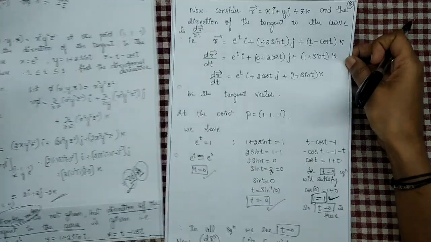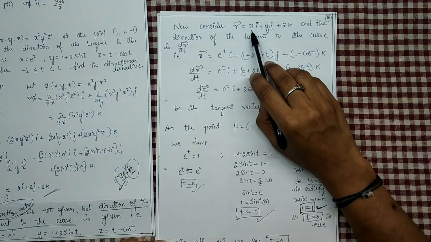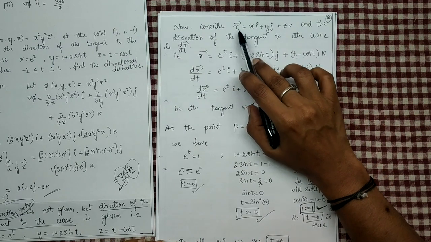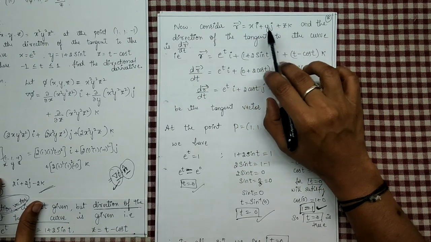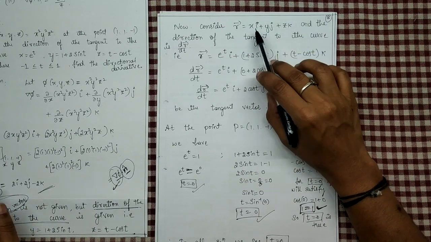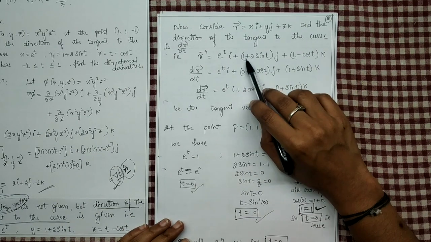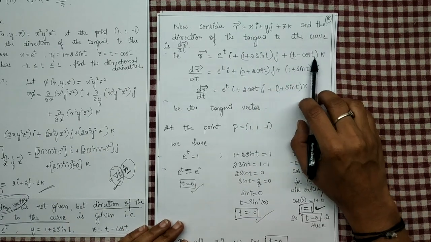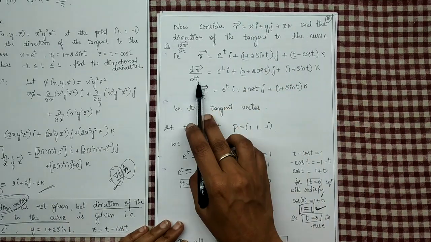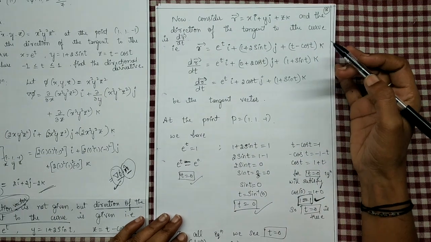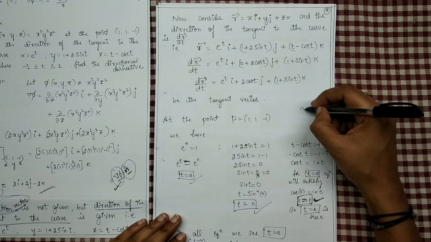To find the direction vector, let us consider vector r is equal to xi plus yj plus zk. In general, I have taken this vector r is equal to xi plus yj plus zk. See, x, y, z curves are given, right? So those x, y, z curves, I will be replacing. x is equal to e power t, y is equal to 1 plus 2 sin t, z is equal to t minus cos t. After replacing that, let us differentiate that with respect to t. Here, I told you in the beginning itself when I was explaining about the introduction of the vector, isn't it? x, y, z.